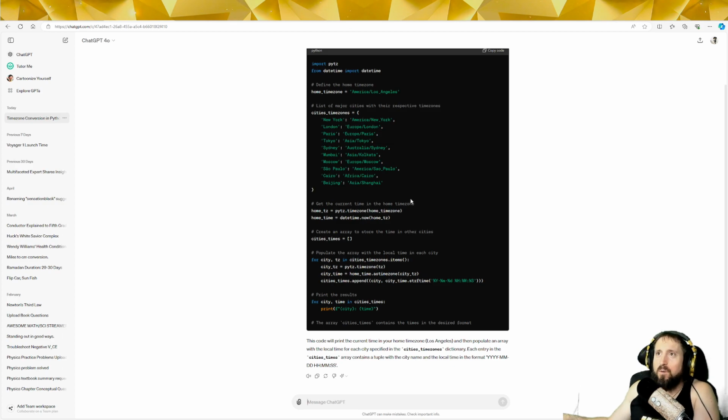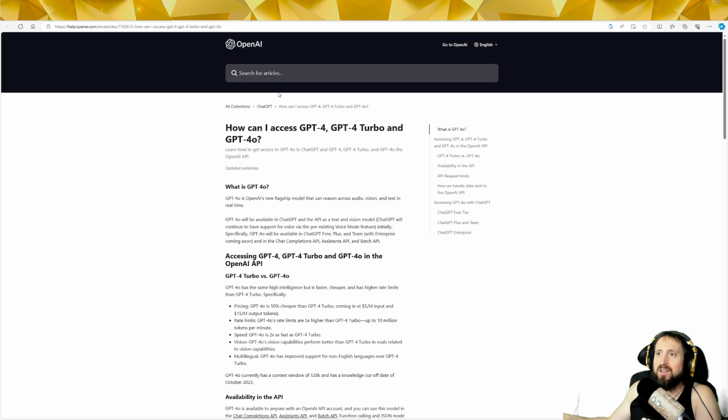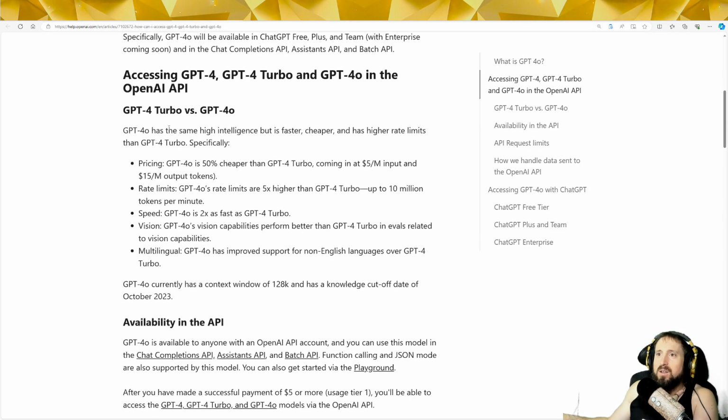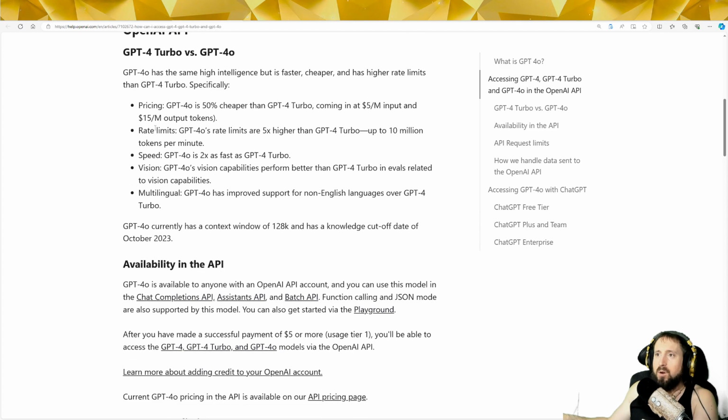Are you using ChatGPT 4? I find complex prompts confuse it. Oh, I don't know. Whatever. I'm using ChatGPT 4.0. What's the difference between GPT 4.0 and 4? I think it just came out actually. Well, let's see what it says. Okay, so GPT 4 Turbo versus 4.0. 4.0 has the same high intelligence, but is faster, cheaper, and has higher rate limits than GPT 4 Turbo. Okay, cool. Yeah, for the tokens, it's cheaper. They just announced it. That's cool.